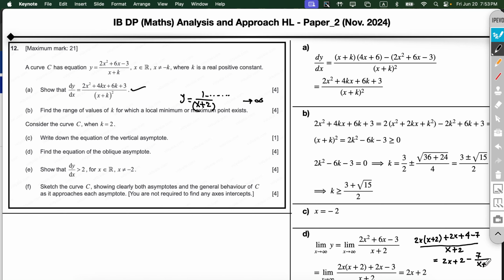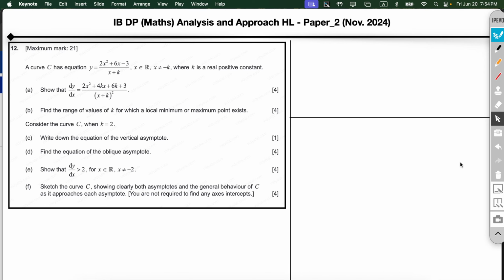Now, if you take the limit x going to infinity, this term will go to 0, so it will not contribute. Only these two terms will be relevant. So this would be the oblique asymptote. So the function y will diverge like a straight line, y equals 2x plus 2, on both sides, actually, plus infinity and minus infinity.